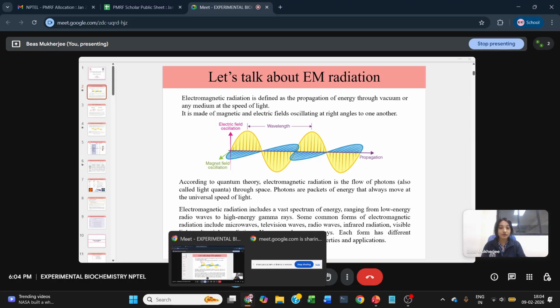Now we'll move on and look at the different forms of electromagnetic radiations. Each electromagnetic radiation has its specified range of wavelength, frequency, and hence its respective energy. Since the speed is the same for all, which is the speed of light, different radiations will have different energy.